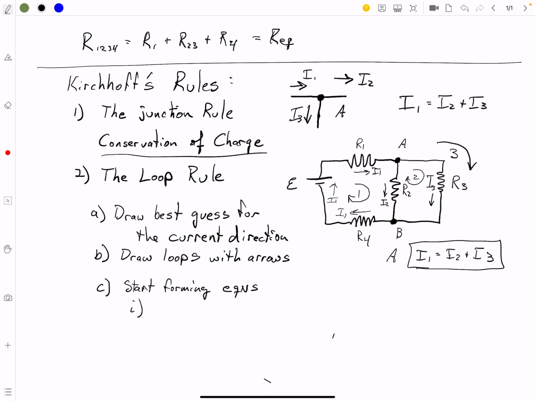Pick a spot, okay? You can pick any spot you want. Let's use A. Okay, let's use A as our spot to start. So we're going to go around loop 1. We're going to start here. We're going to go that direction, and then we're going to come back to A in the end. Okay, so that's the first thing. So pick a point to start and end.